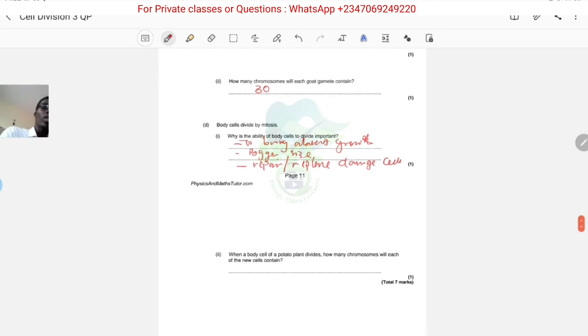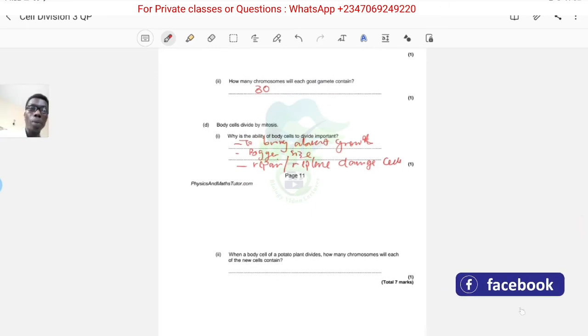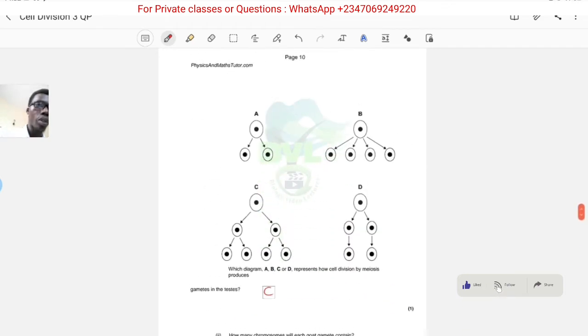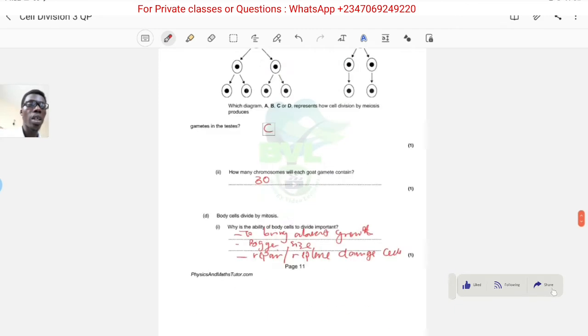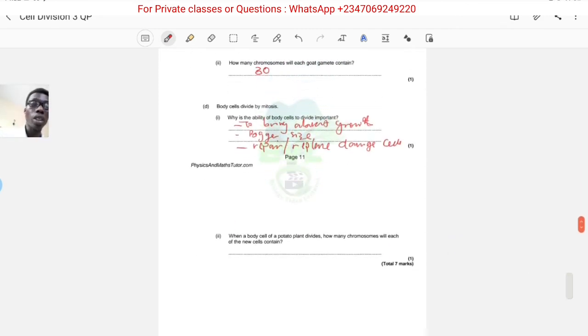Now, of course, I just gave these different answers to pick from. When a body cell of a potato divides, how many chromosomes will each of the cell contain? Well, let's look at potato here. Potato has 44 chromosomes. So, well, the same 44 because it's divided by mitosis. So, yeah, it says new cells. It says, each of the new cells, body cells, please, when the body cells divide. And it didn't say gamete, so it's going to be same 44. All right.